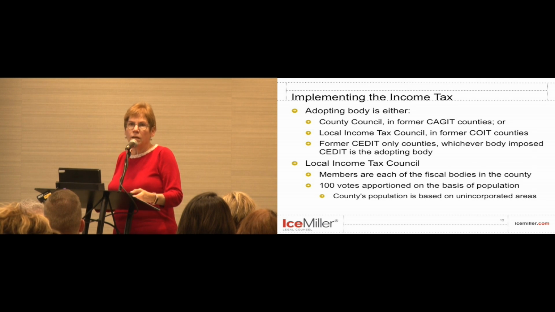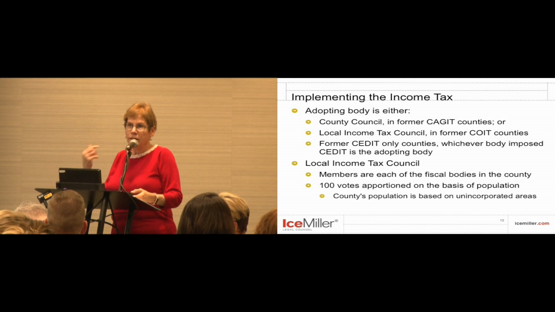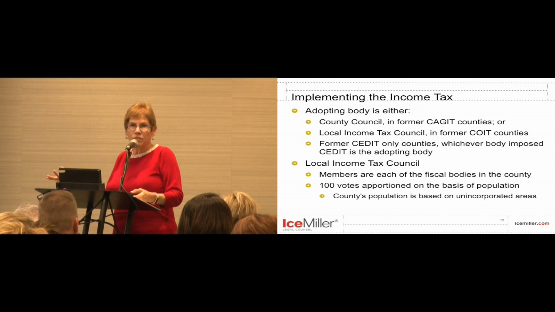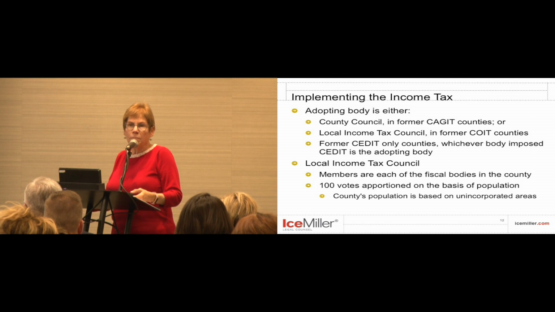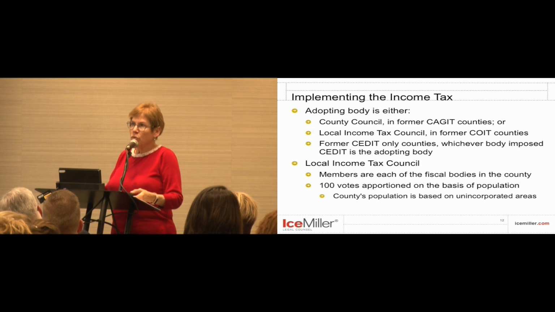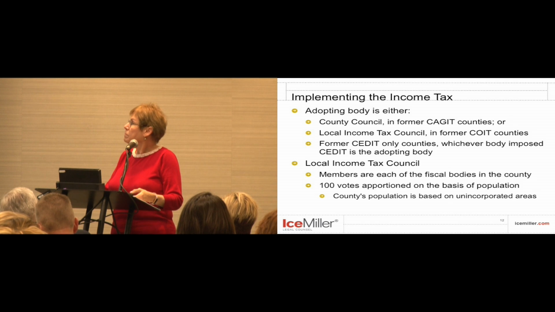And votes are allocated on a population basis, and the population attributed to the county is the unincorporated areas of the county. So in some places where there's a local income tax council, the county council may have more than 50 of the votes and therefore makes the decision. In other counties, it may take the county council plus a municipality to take any action on the income tax. In some counties, one municipality controls the decision, and in other counties, 2 or 3 municipalities can control the decision.